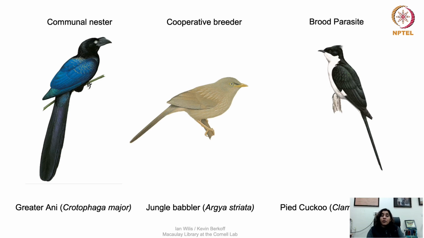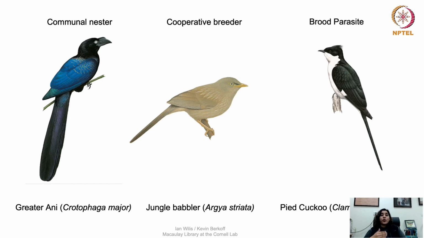Some species are what we call communal nesters, and given here is one such example, the greater ani. It is a cuckoo where many unrelated females form breeding groups and they lay their eggs in a single nest, sharing incubation duties. Yet other species, as shown here, the jungle babbler, are what we call cooperative breeders, where a single breeding pair sires all the offspring and all other group members contribute to parental care.